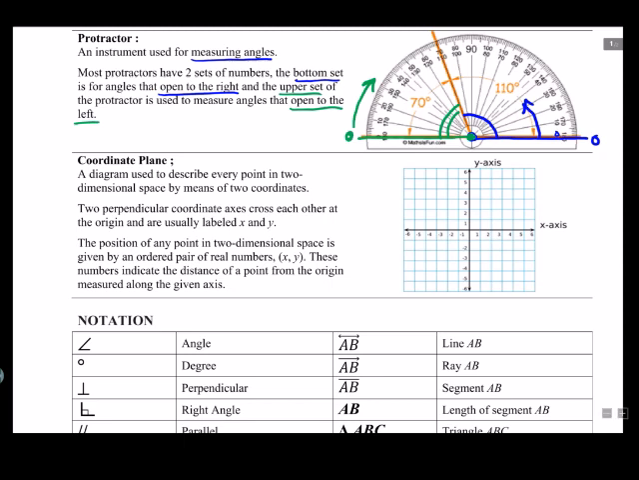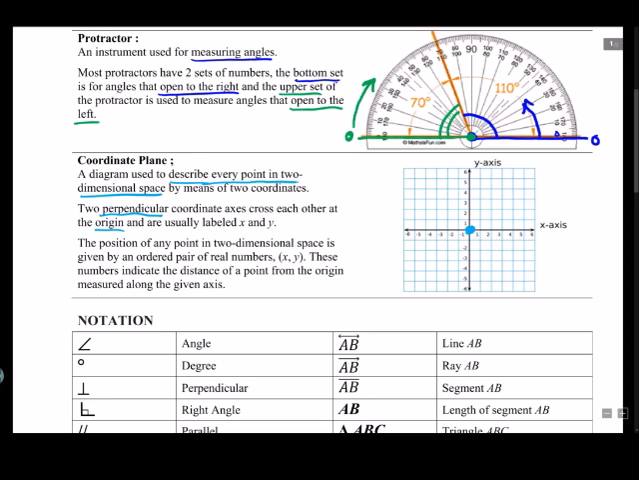A coordinate plane, you know from, I'm sure, many of your previous math classes. This is simply a way to describe every point in two-dimensional space. And we use our two coordinates, x and y. They are two perpendicular axes. Perpendicular is good. What does that mean? That's right, right angle. Perpendicular axes, and they intersect each other at the origin.